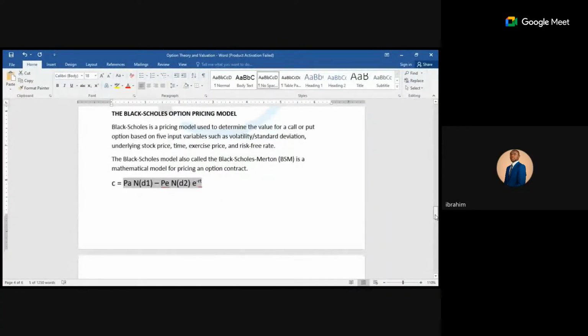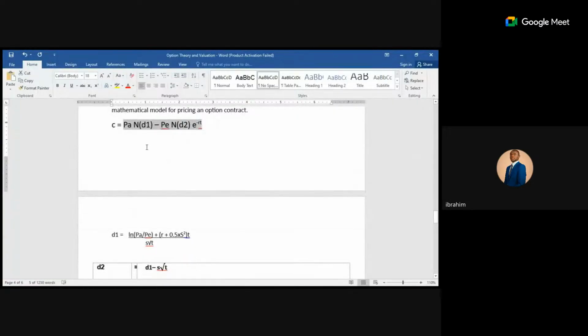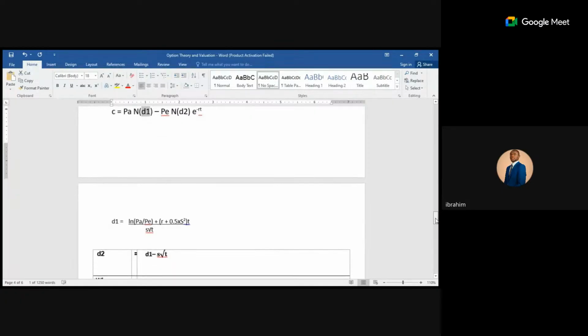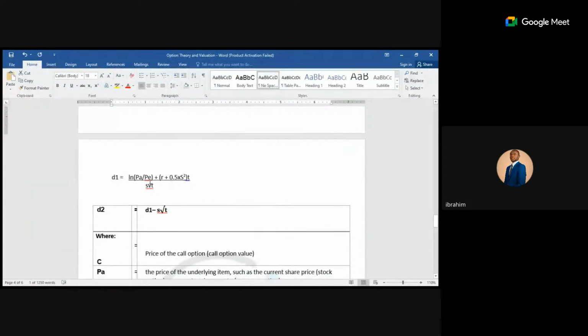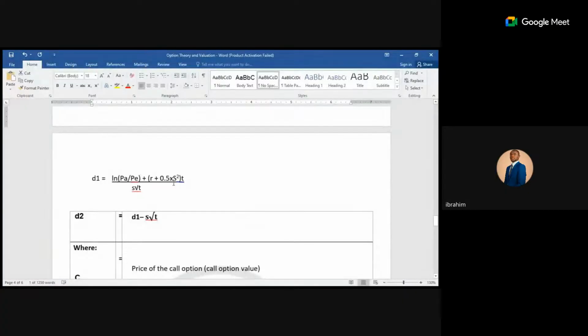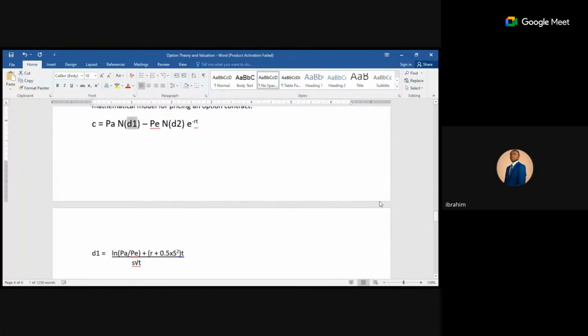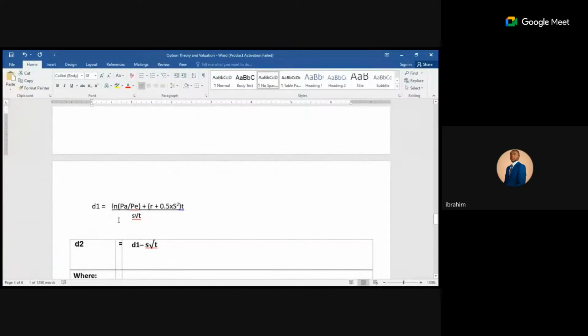Now, D1 is equal to ln(PA divided by PE), PA, not personal assistant, plus open bracket R plus 0.5 times S raised to power 2 close bracket times T. Class, how do we determine D1 here? This is the formula to calculate D1.